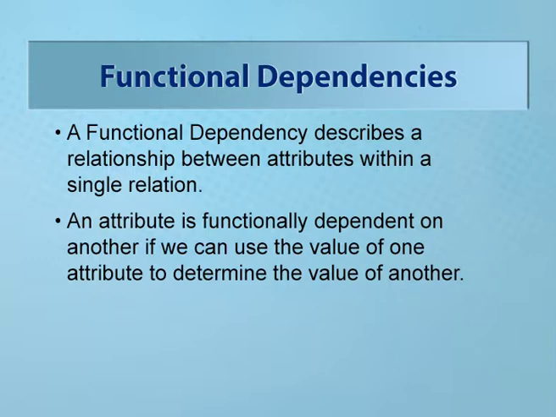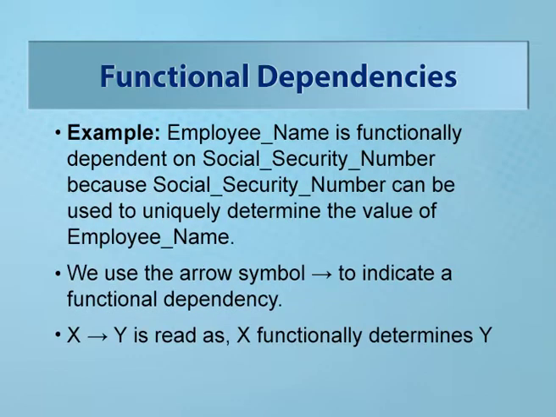Then let us come to the other constraints called functional dependencies. A functional dependency describes a relationship between attributes within the same relation. Here we are talking about the same relation, not different relations. An attribute is functionally dependent on another if we can use the value of one attribute to determine the value of another. With the help of this example you can understand.